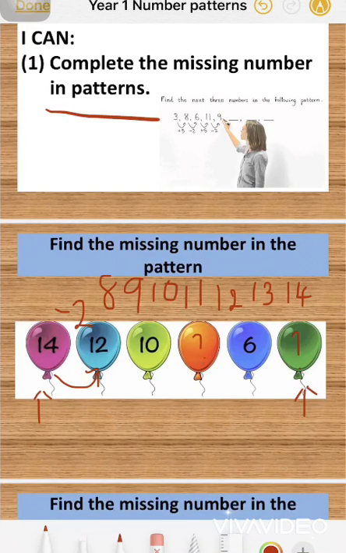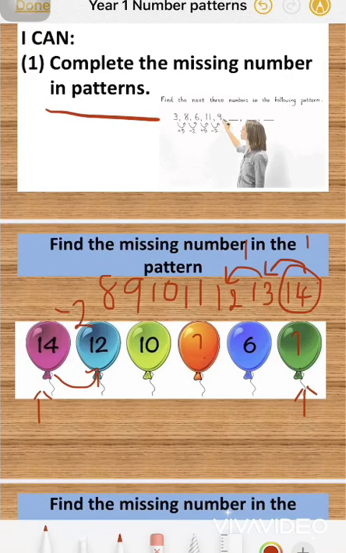So look at 14. When we count back, how many times do we need to count back so that we get 12? From 14 to 13, count back one time. From 13 to 12, count back one time. So that means you have to count back how many times? Correct, 2 times. So that means you need to minus 2. So 14 minus 2 becomes 12.